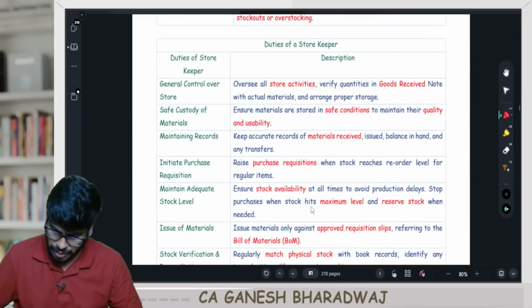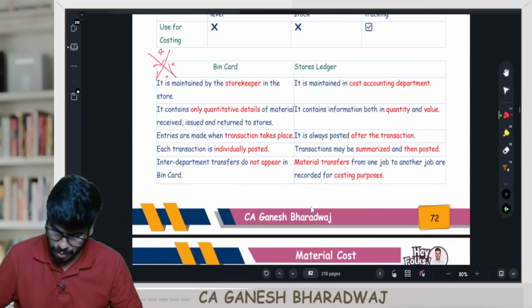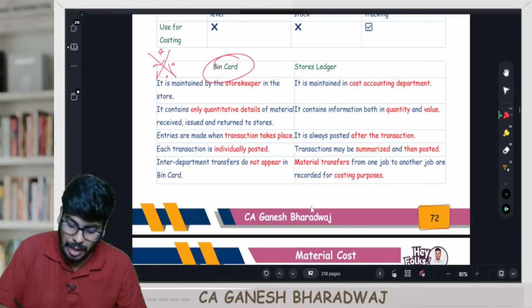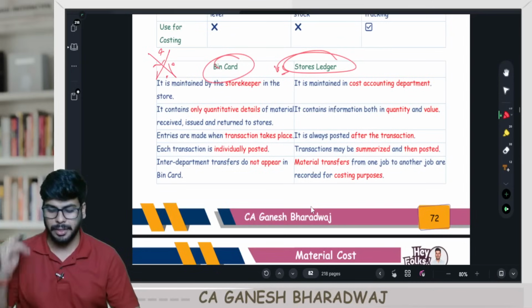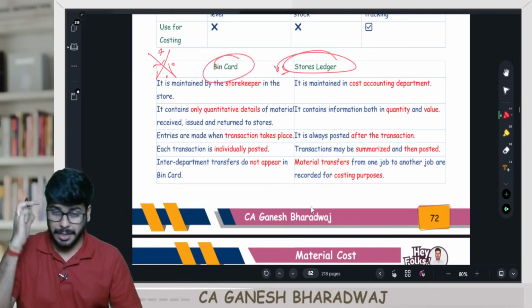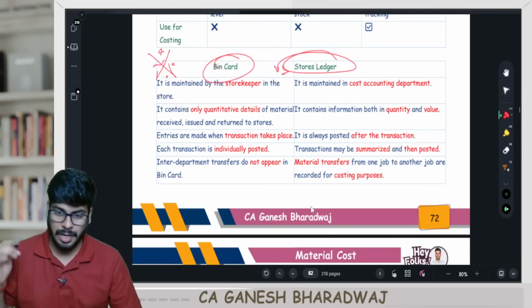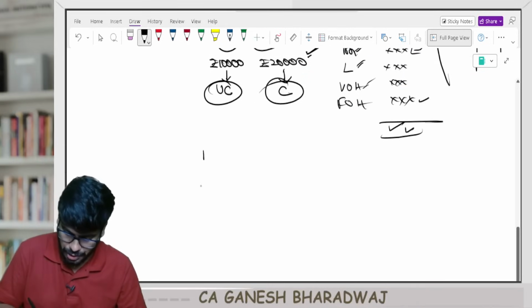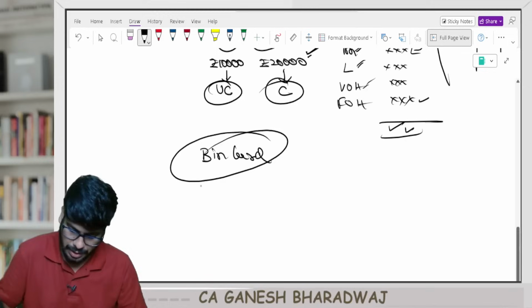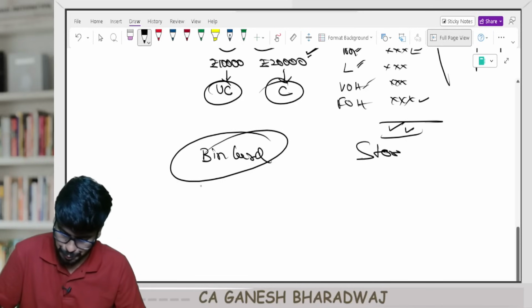Then there's one more thing that I want to tell you here. Yes. Bin card versus stores ledger. This is also one popular theory question. Now, what do you mean by a bin card and what do you mean by a stores ledger? Now, bin card and stores ledger. What is the difference between the two?